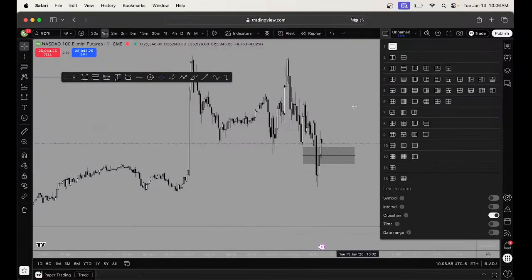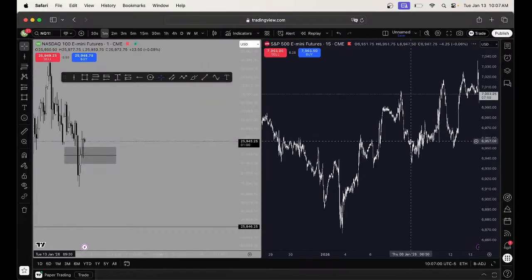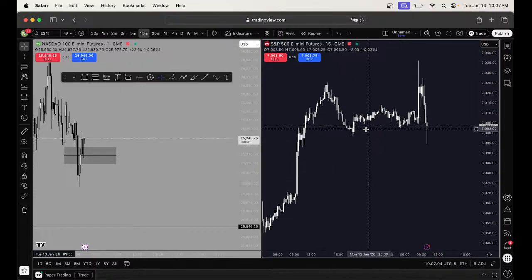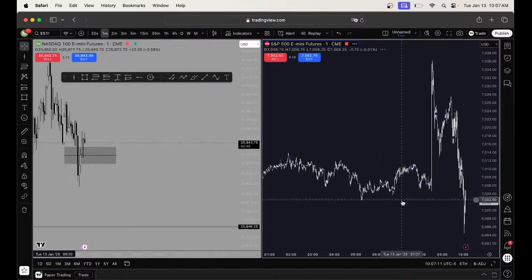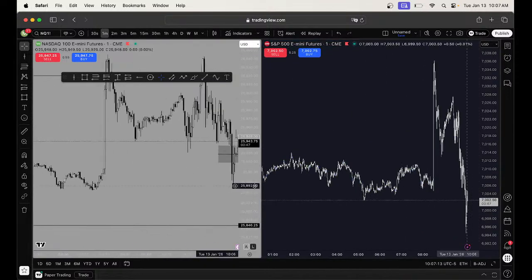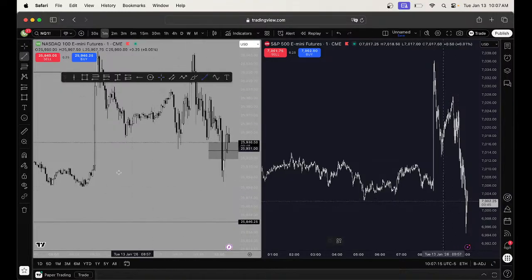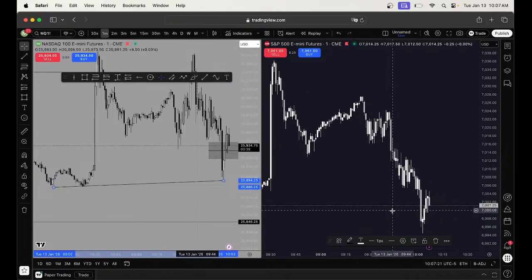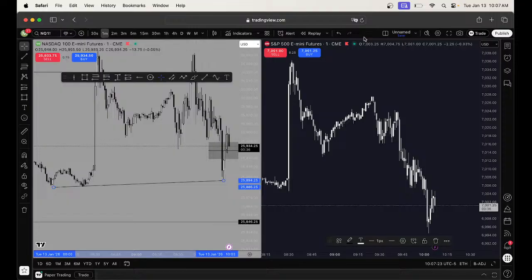Actually, wait. If ES took out some lows, then okay. So you see this? ES took out these lows. This is a 15-minute. Took out those lows, so we got an SMT right here. Kind of want to see what this does now. It looks like we're gonna keep dumping.